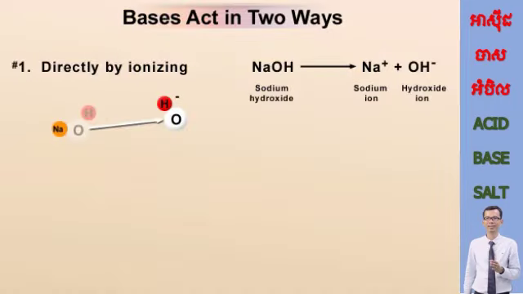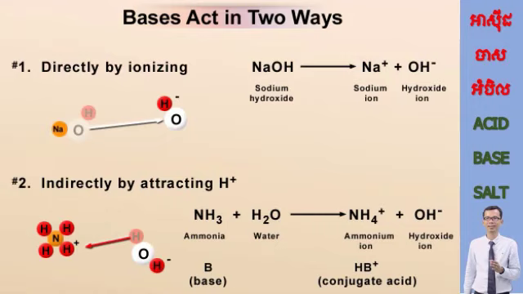A base can contribute hydroxide ions to an aqueous solution in 2 ways. Bases may ionize, resulting in a direct increase in hydroxide ion concentration, or they may attract hydrogen ions from water molecules, resulting in an indirect increase in hydroxide ions. Remember that when a base, symbolized as B, accepts a proton, it becomes the conjugate acid of that base, symbolized as BH+.